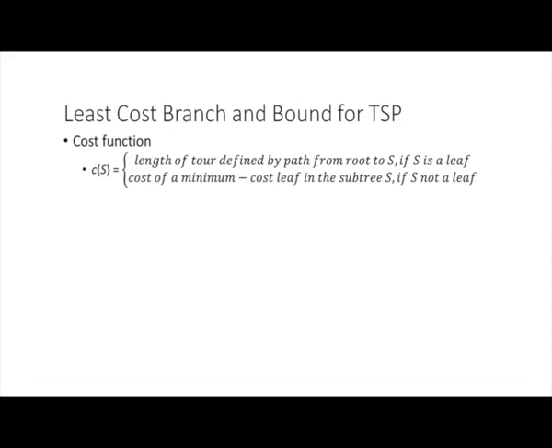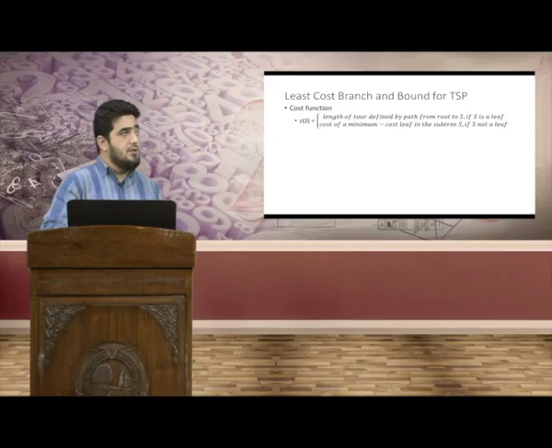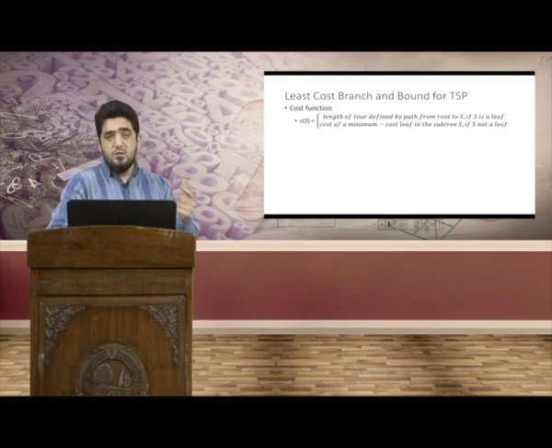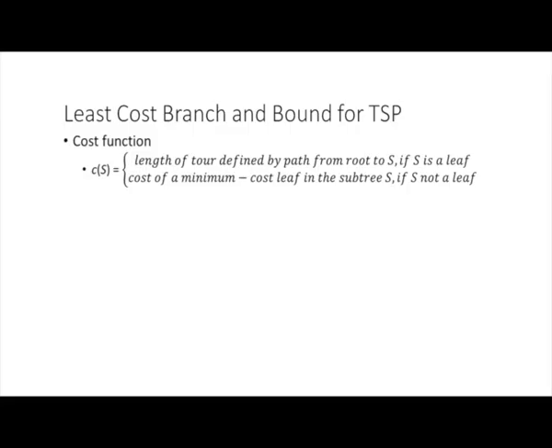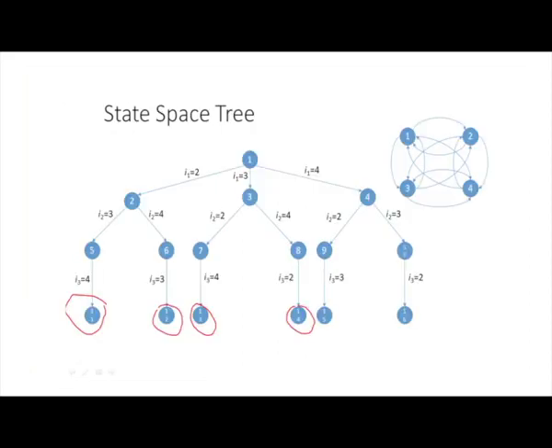So the first one is the cost function. How do we define the cost function for this least cost branch and bound solution to the traveling salesman problem? For a leaf node S in the state space tree, the cost of that node would be the length of the tour defined by the path from root to S. If you look at the earlier example, this particular tree here, what will be the cost of node 11?